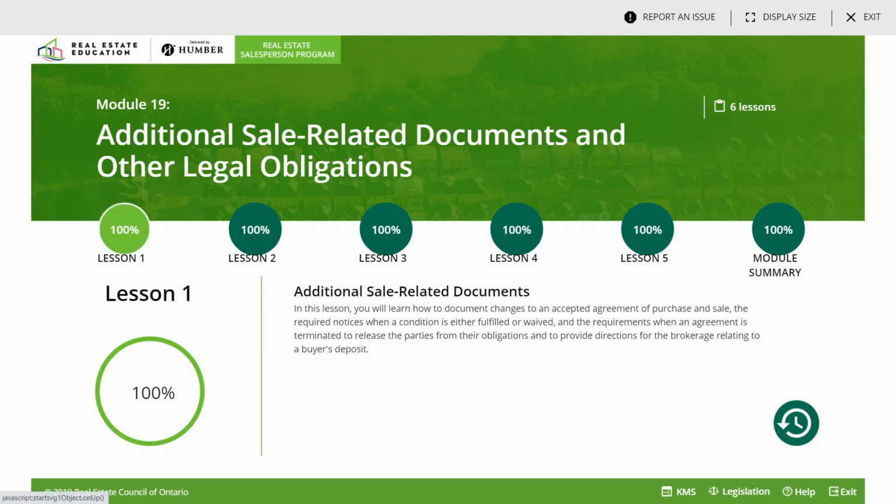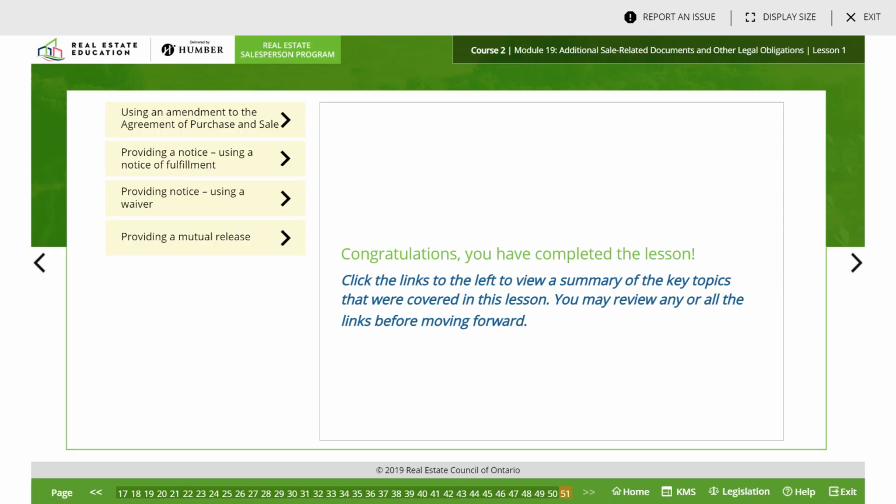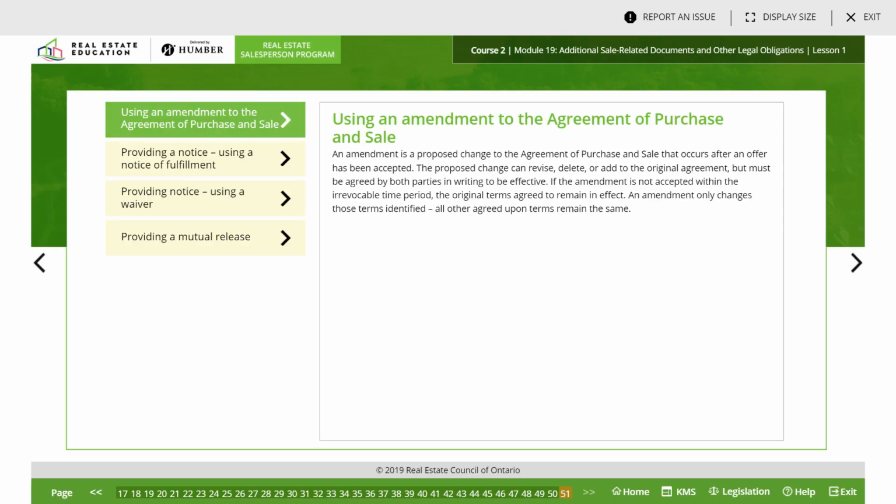Lesson 1, they talk about additional sale related documents. There's a lot of pages that you need to go through here, but we are going to skip all the way to the end and read this part.